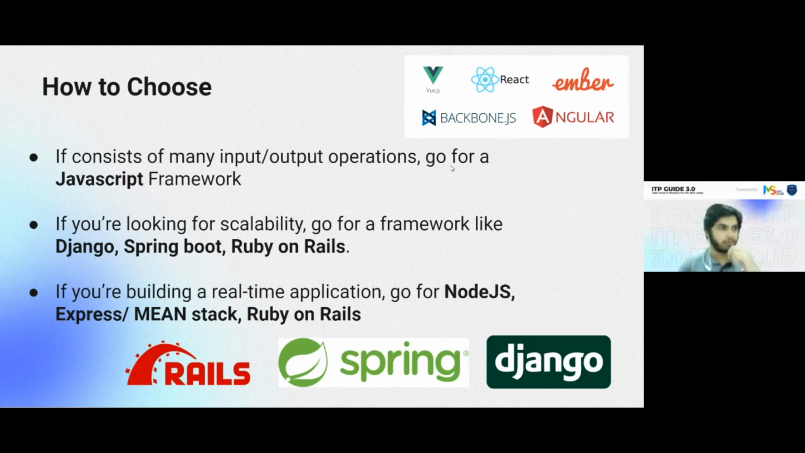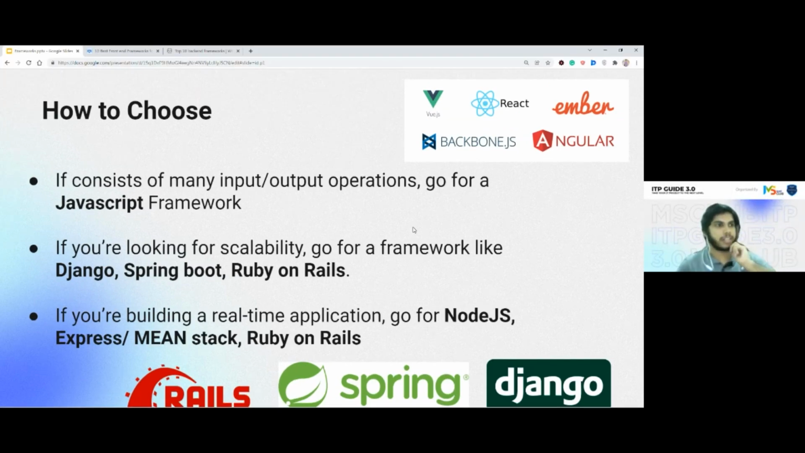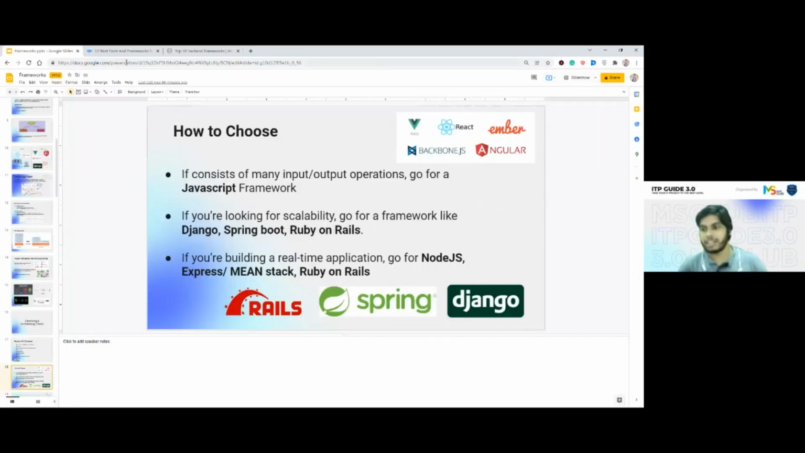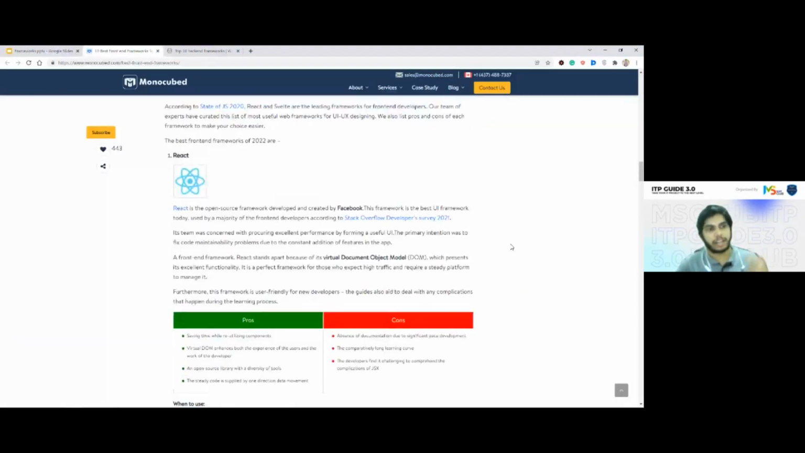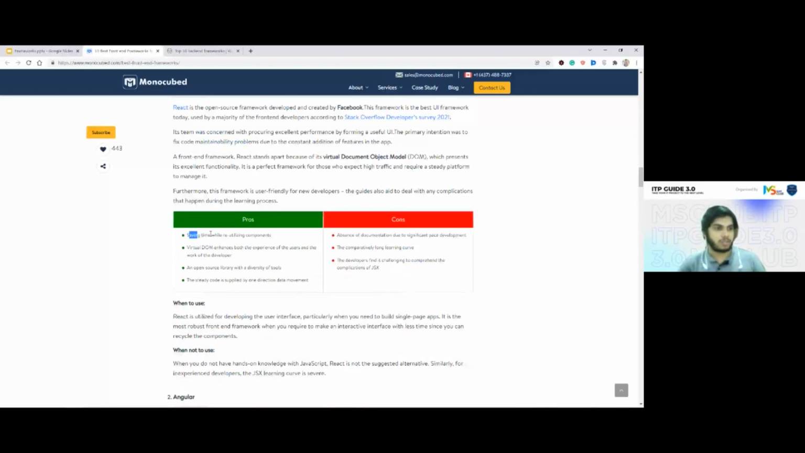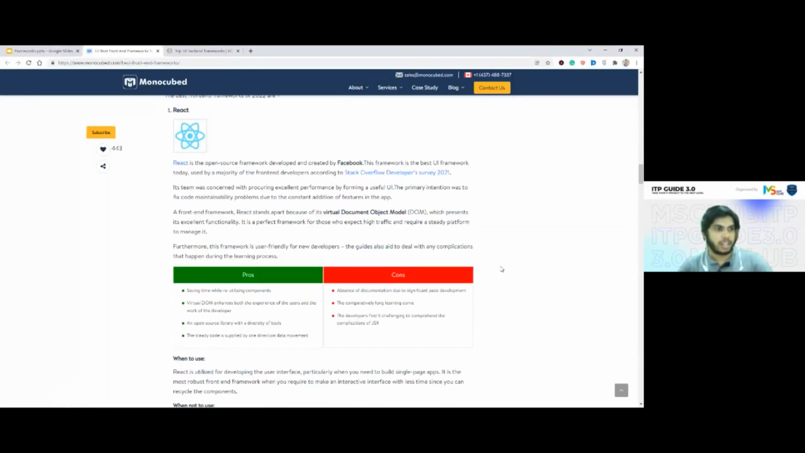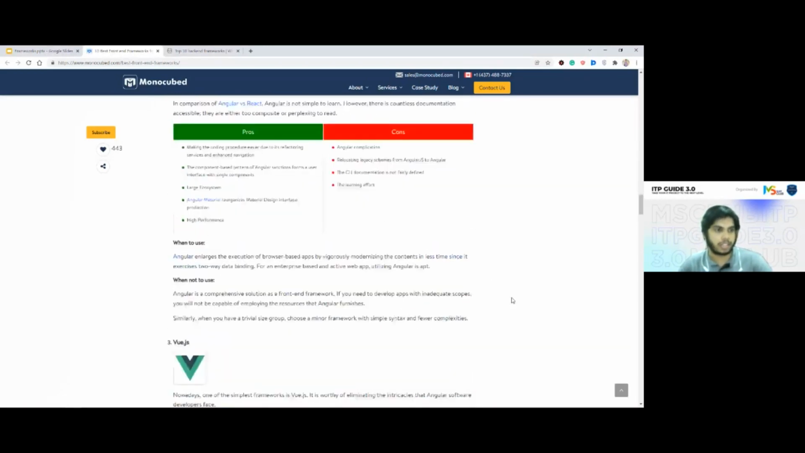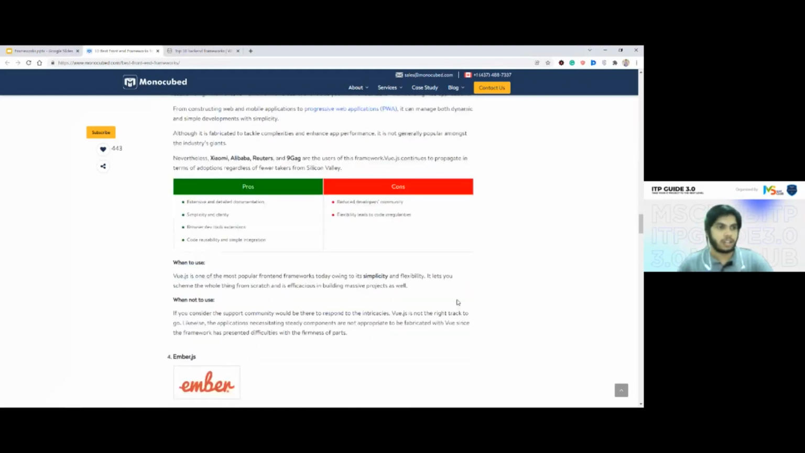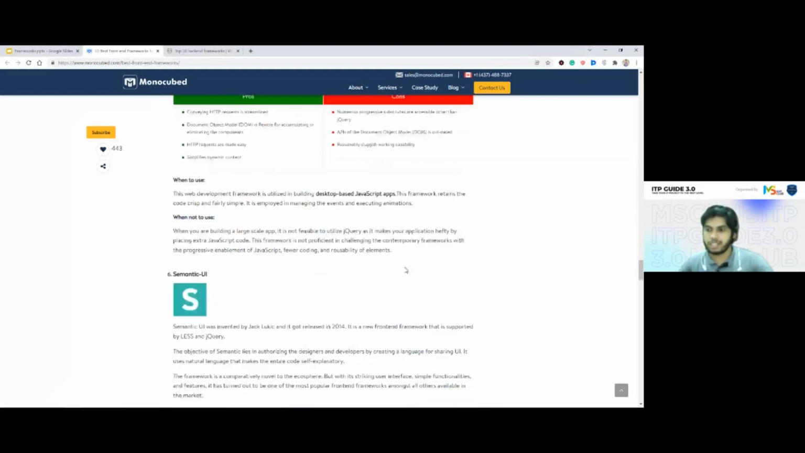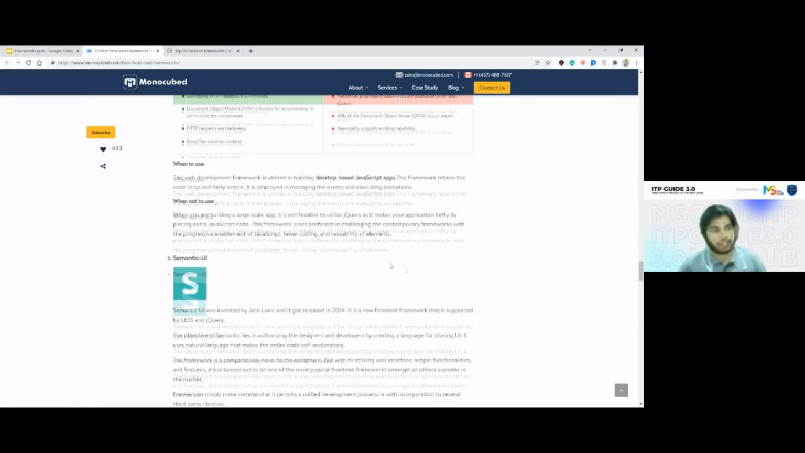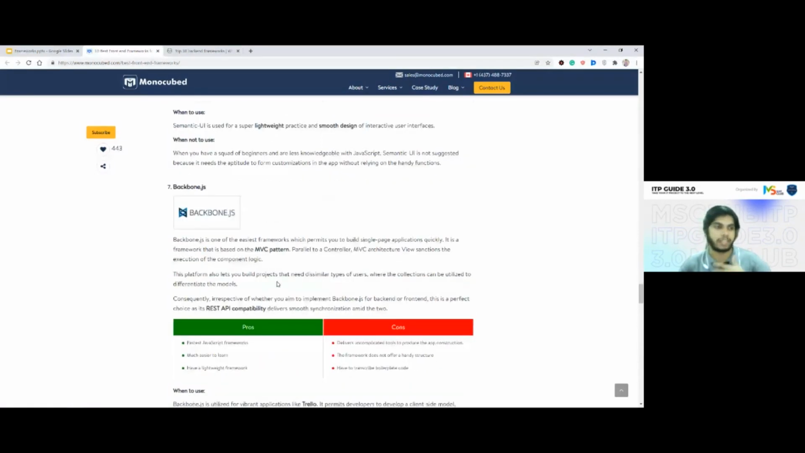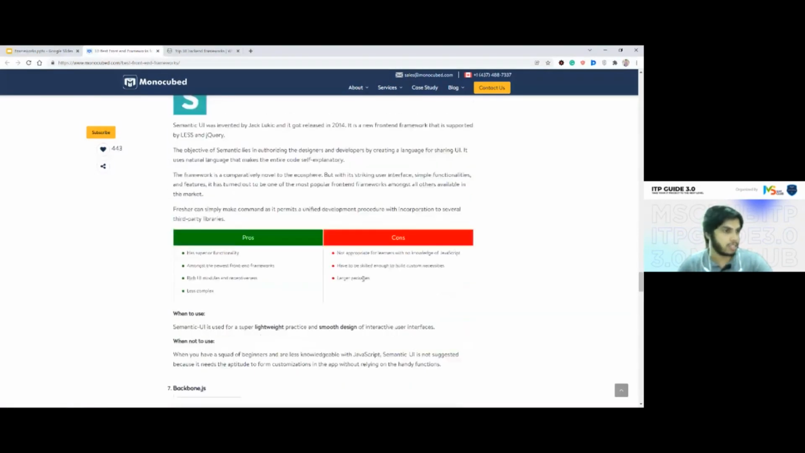You have this particular website, which gives you an introduction to some front-end frameworks. It describes the pros and cons of each technology. In this case, it's React, and when to use it and when not to use it. And then Angular, once again pros and cons, and Vue.js. So I would suggest you do some research on your own in accordance with your requirements.